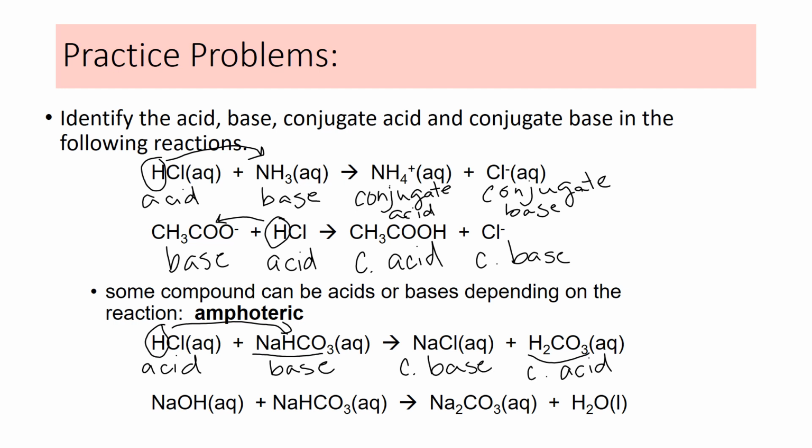Let's look at the next reaction where we're reacting sodium hydrogen carbonate with sodium hydroxide. And so now the H is coming off of the sodium hydrogen carbonate and joining the hydroxide. So sodium hydroxide now is the base, and the sodium hydrogen carbonate is the acid. So here we have, our acid turns into sodium carbonate, that's our conjugate base, and this turns into water, and that is our conjugate acid.